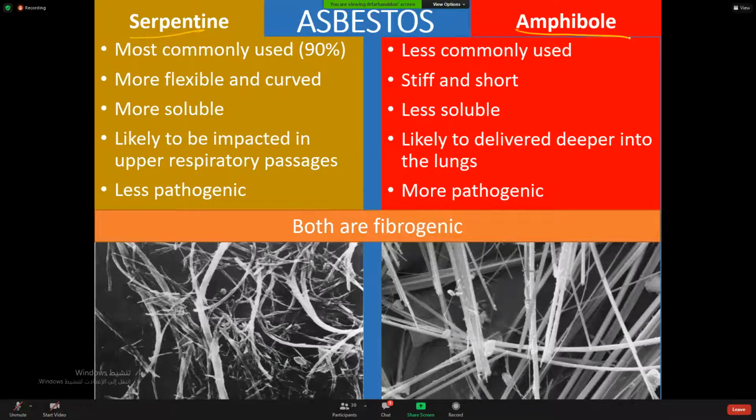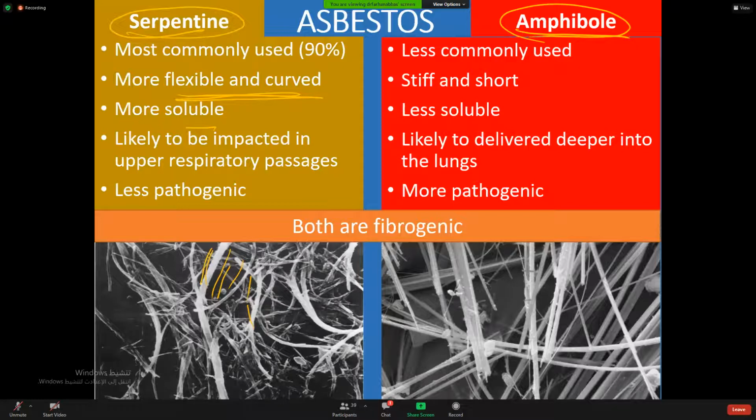Now, which one is more pathogenic? The more pathogenic is the amphibole one. Serpentine is pathogenic, but not that much. Okay, what is the reason? The reason is that the serpentine is more flexible and it is curved, as you can see over here. And it is very much soluble as well, and because of its structure, it is caught early in the respiratory tract.